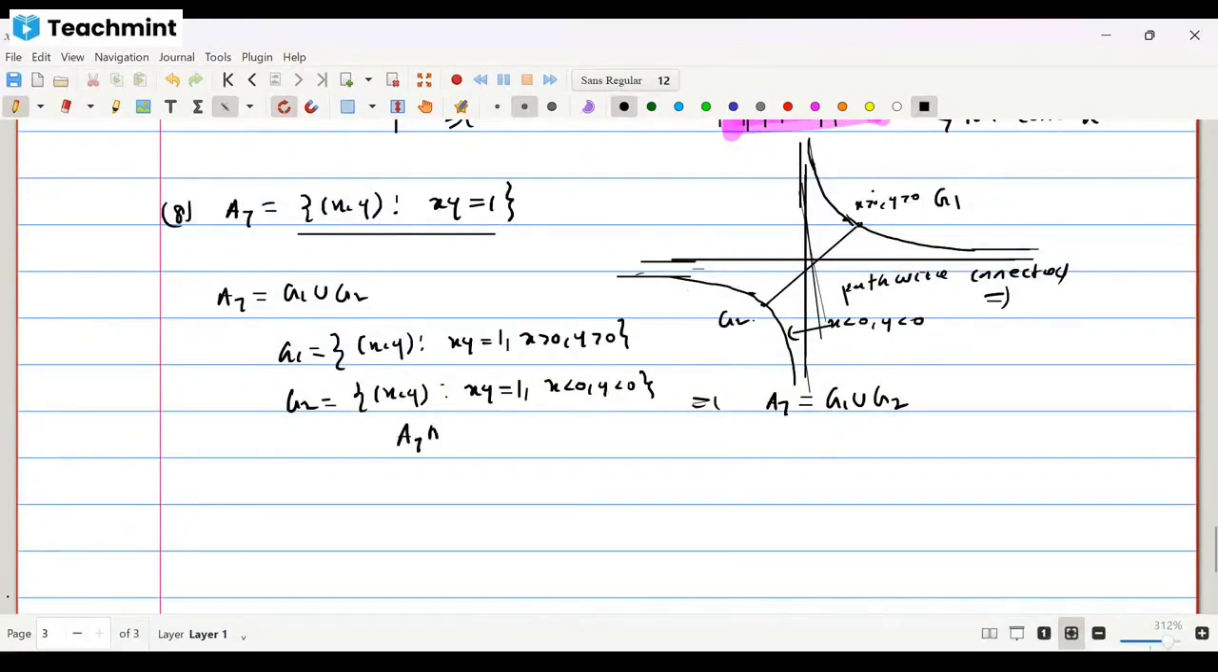Therefore A7 intersection G1 is non-empty, and A7 intersection G2 is non-empty, but G1 intersection G2 is empty, which shows that A7 is disconnected. Is it okay? Therefore A7 equal to (x, y) such that xy is equal to 1 is disconnected.